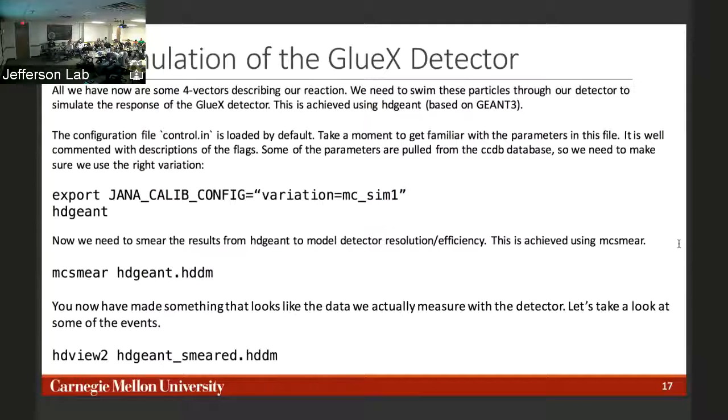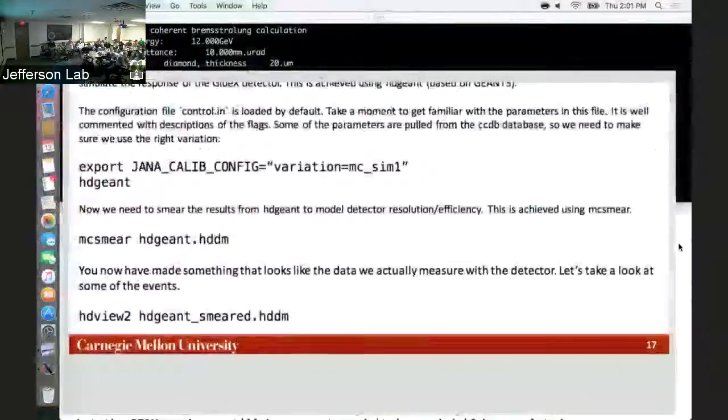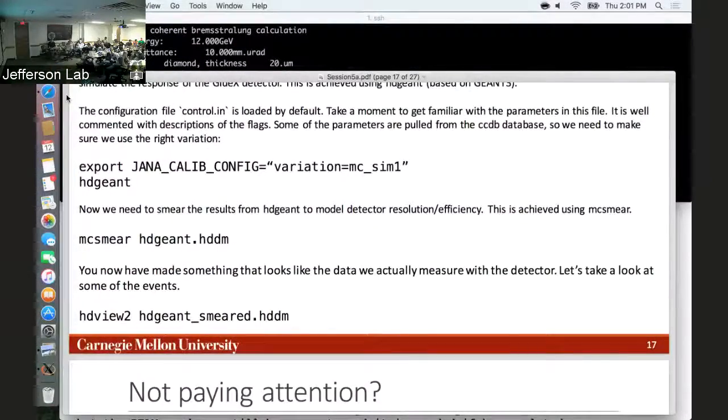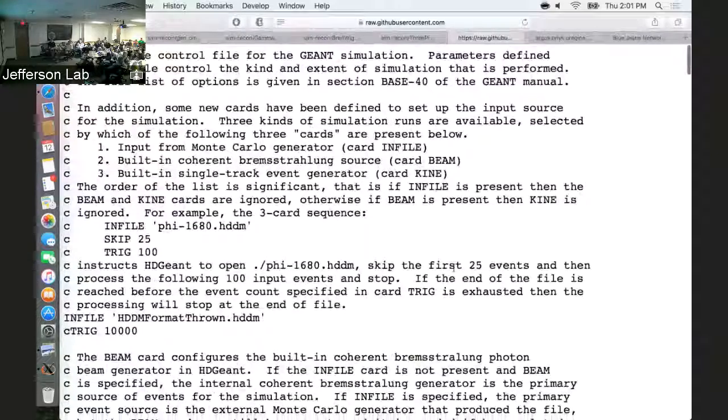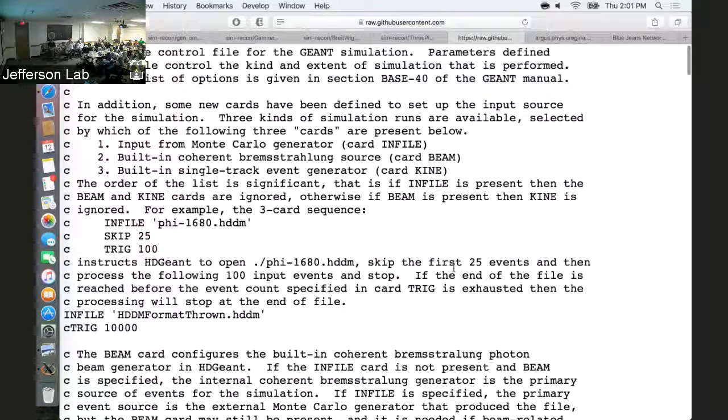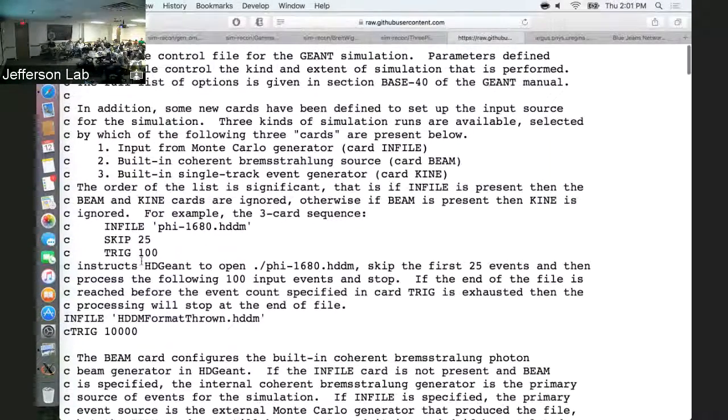So basically there's this one configuration file for HDGeant called control.in, or at least that's the file that HDGeant will try to load by default. There are a lot of settings in this file, and it's pretty well documented. Every single thing is sort of well documented. I'll take a quick look at that just so that you can see that you're not going to be completely in the dark when you run into these things.